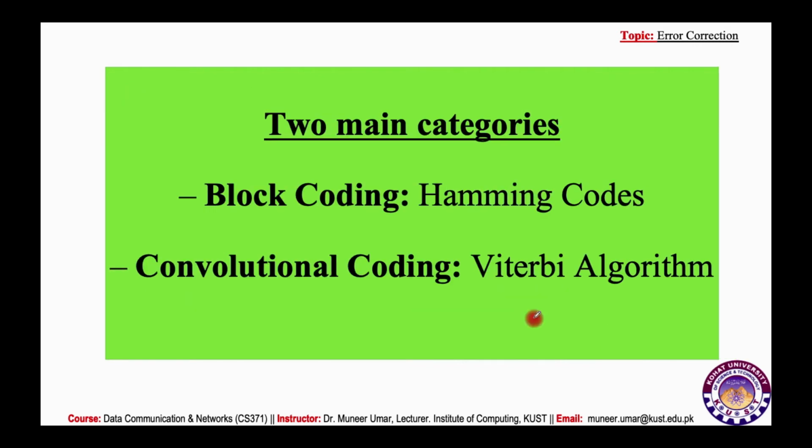There are two main categories for the error correction algorithms. These are block coding and convolutional coding. In block coding, we have an example that is Hamming code, and for convolutional coding, we have Viterbi algorithm.